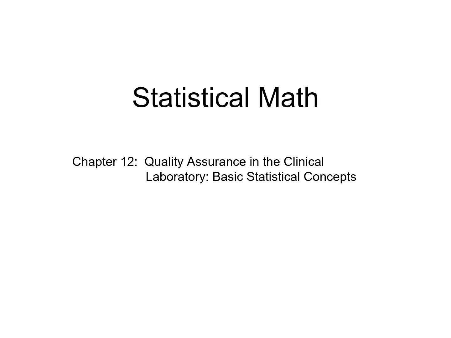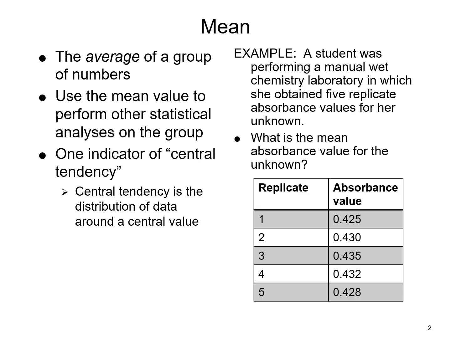For this lecture, we will discuss the basic statistical concepts that are used for determining values within quality control as part of the quality assurance plan within the clinical laboratory. The mean is the average of a group of numbers. In statistical analysis, we represent mean by using the symbol X bar. So we just write an X with a bar over it.